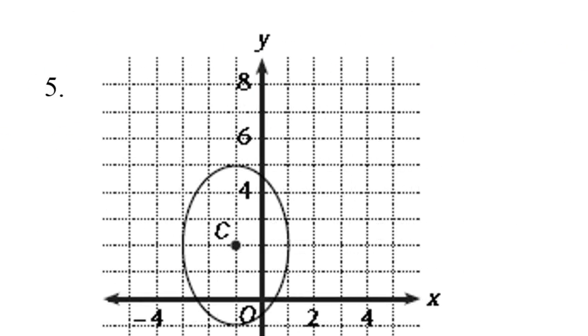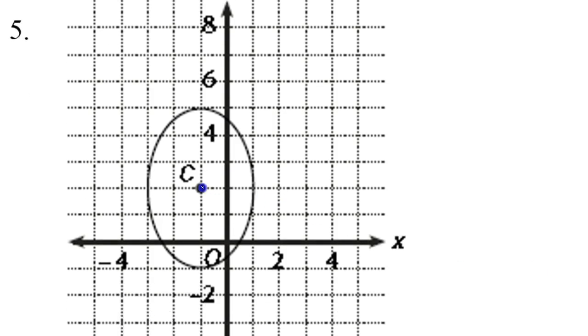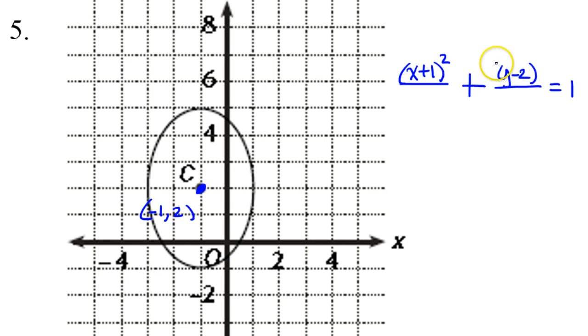Alright, let's take a look at number 5. This time the center is -1, 2. So right away that tells me the numerators for both terms. Since the x value is -1, I'm going to have x plus 1 squared in the numerator. Since the y coordinate is 2, I'm going to have y minus 2 squared for that numerator.